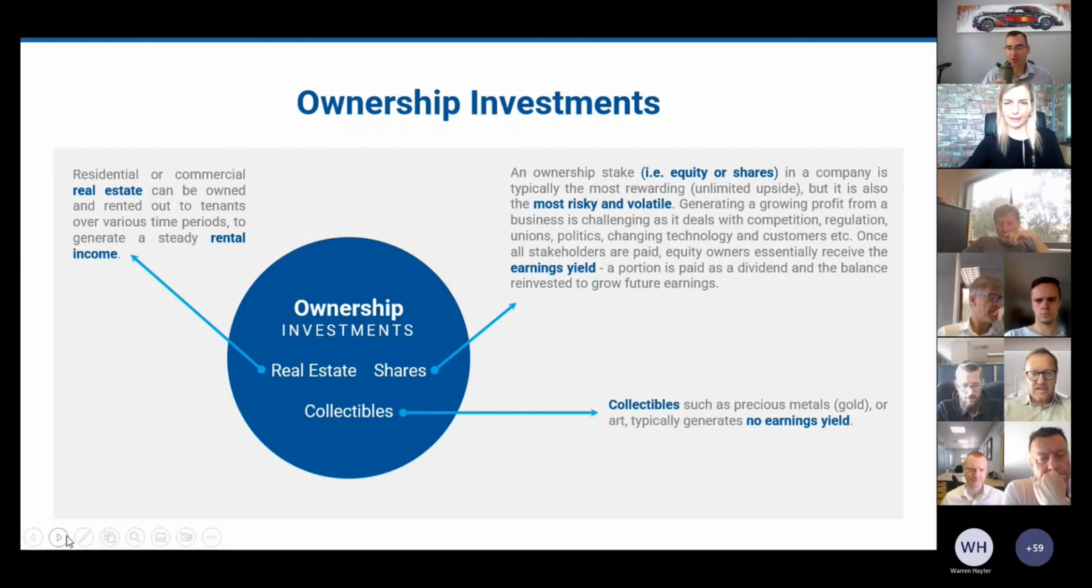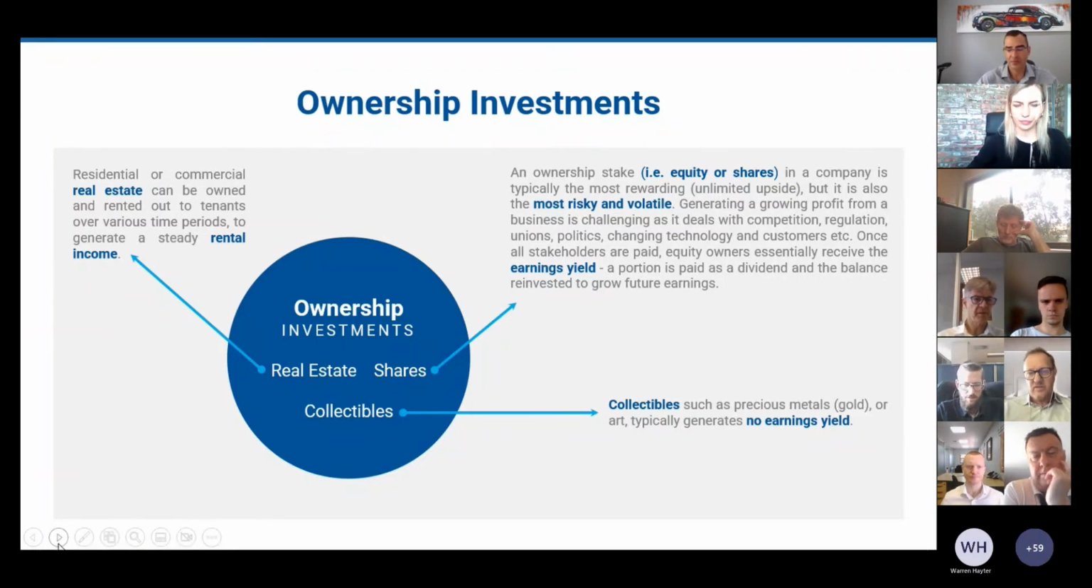Shares, we talk so much about shares as investments, but it's not the only investment, and that's what we're trying to look at here. But we understand that it's an ownership in a company. It is typically the most rewarding. It's got unlimited upside, but it's also the most risky and most volatile. And there's a lot of reasons for that.